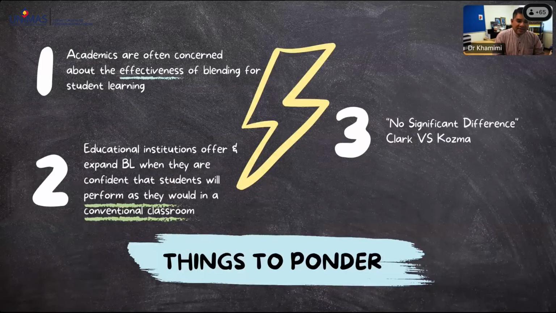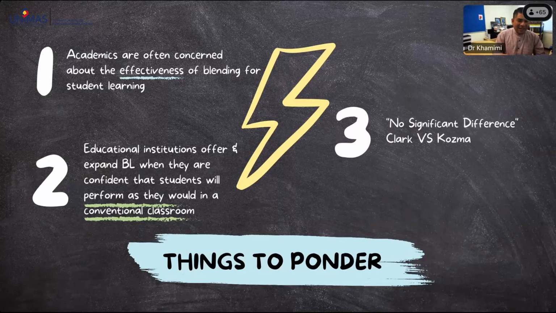But there are three things to ponder. The first one is that academics are often concerned about the effectiveness of blending for student learning. That's why we organize this kind of talk. The second one is that educational institutions offer and expand BL, blended learning, when they are confident that students will perform as they would in a conventional class.